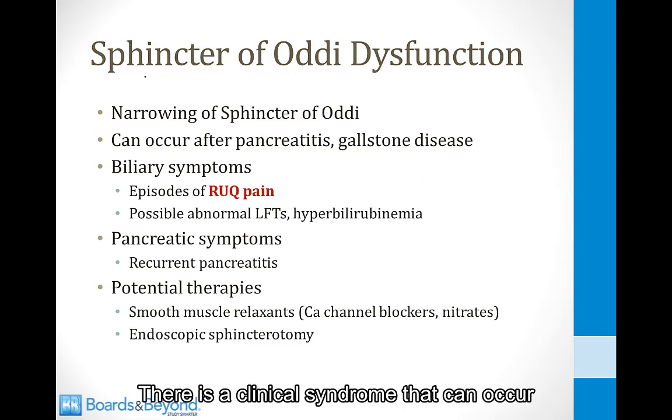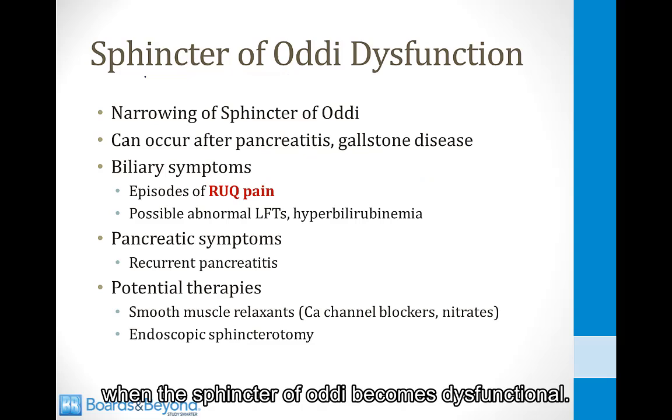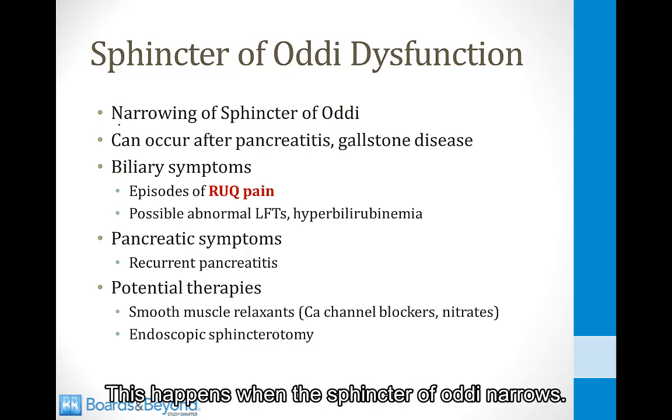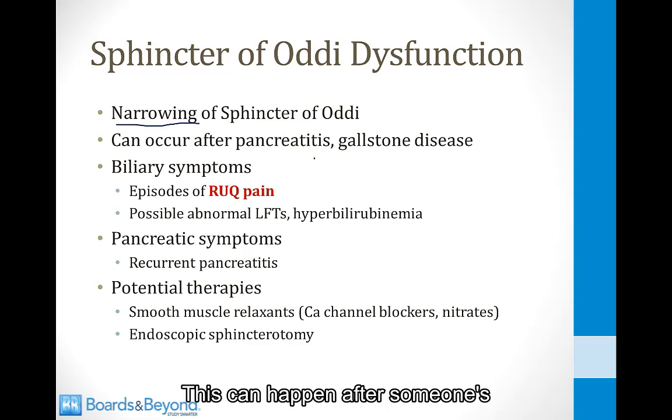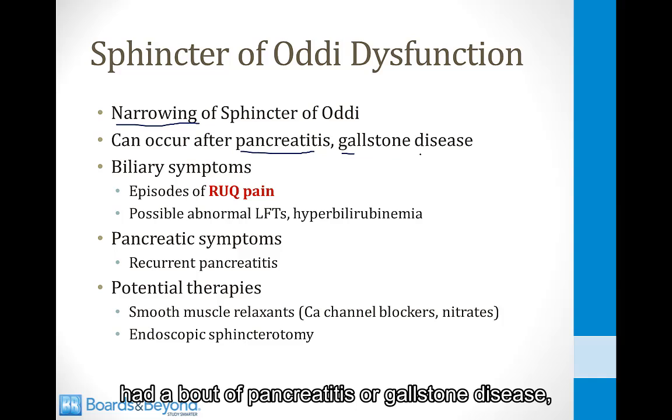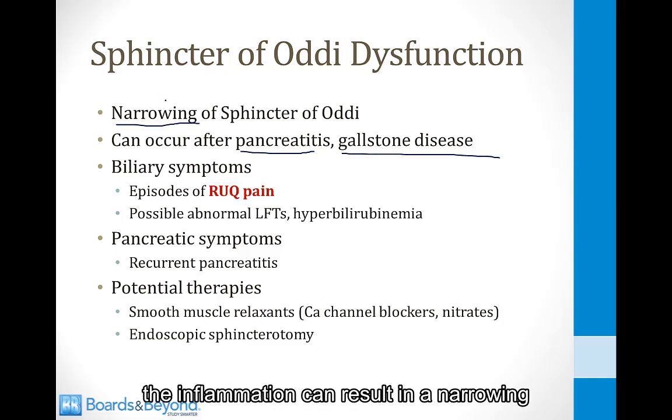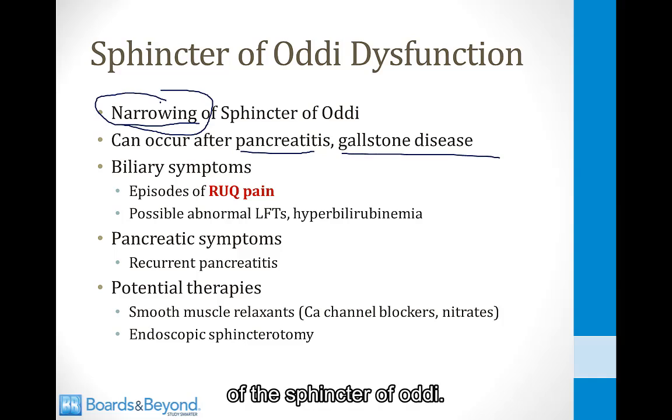There is a clinical syndrome that can occur when the sphincter of Oddi becomes dysfunctional. This happens when the sphincter of Oddi narrows. This can happen after someone's had a bout of pancreatitis or gallstone disease. The inflammation can result in a narrowing of the sphincter of Oddi. Patients who have this condition can develop biliary symptoms.